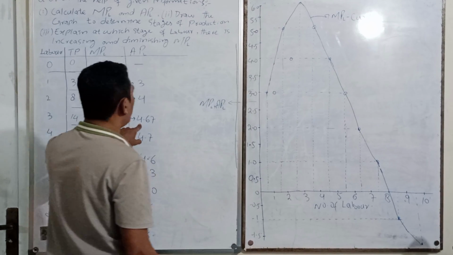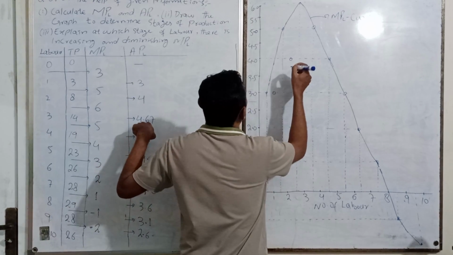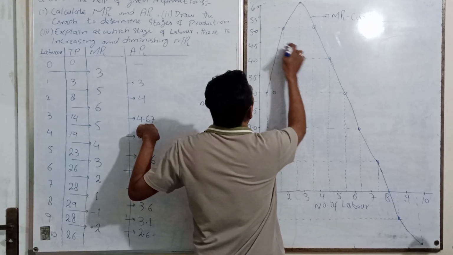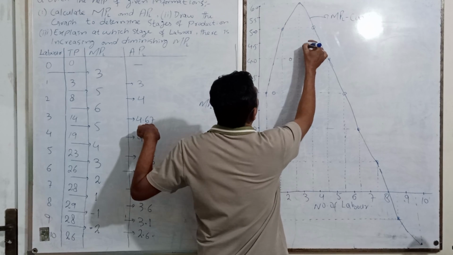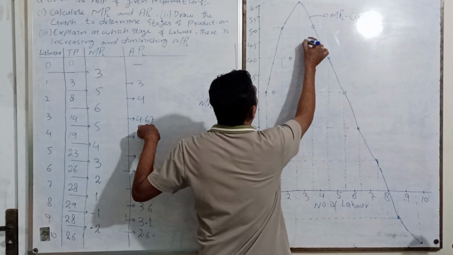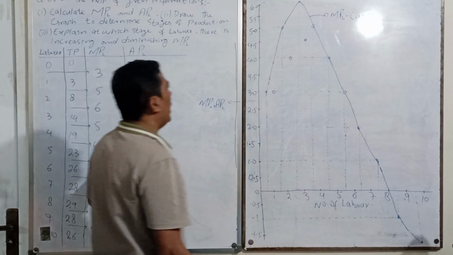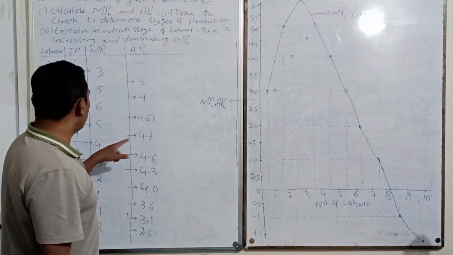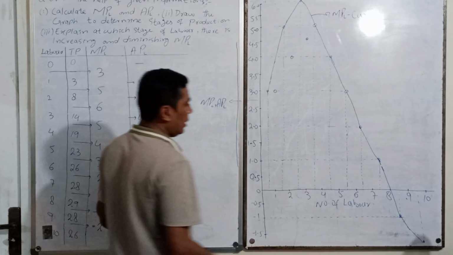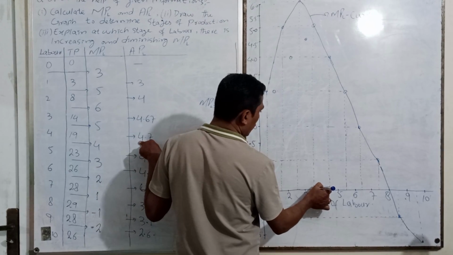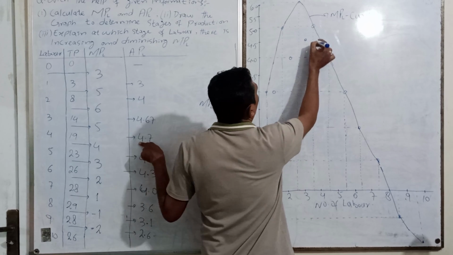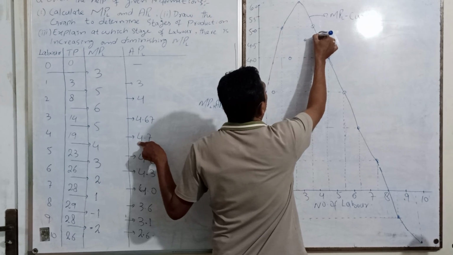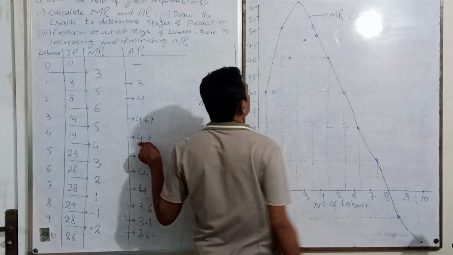Similarly, at 3, the value is 4.6. So 3 is the middle of this one. 4.6 is slightly above 4.5. Clear? So the value is 4.6 at 3. Similarly, 4.7 at 4. This is 4, and the value is 4.7, slightly above this one.